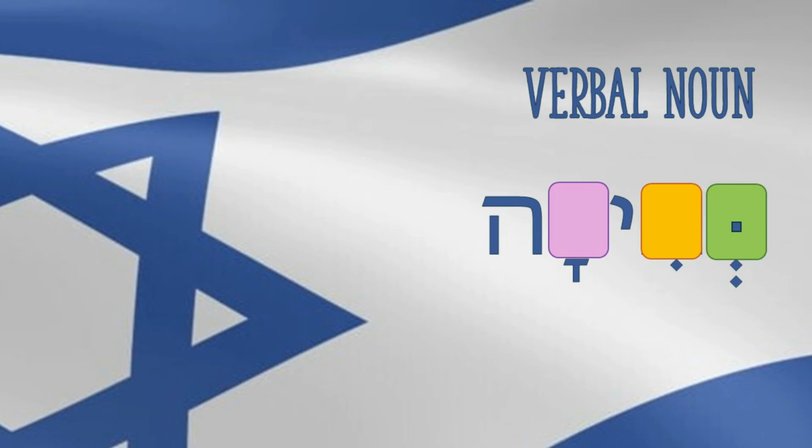The first shoresh letter has a dagesh, of course, and a schwa. The second letter has a chirik, followed by a yod. And then the third letter has a kamatz, followed by a hey. So using my favorite sample verb, we would put in the kaf, the taf, and the bet, and we have ktiva. And this means writing, the process of writing something.